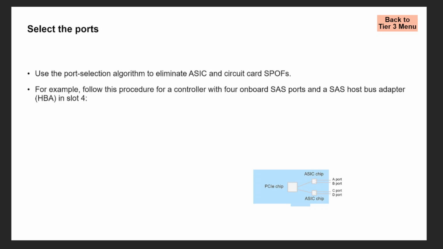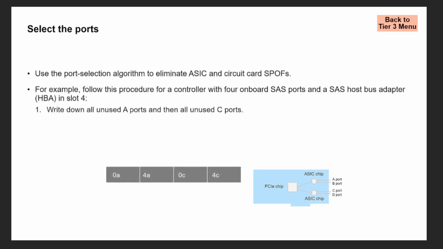In this example, the storage controller has 4 onboard SAS ports and a SAS host bus adapter, or HBA, in slot 4. Follow these steps. Write down all unused A ports and then all unused C ports. The A and C ports create the primary path between the storage controller and a shelf or shelf stack.